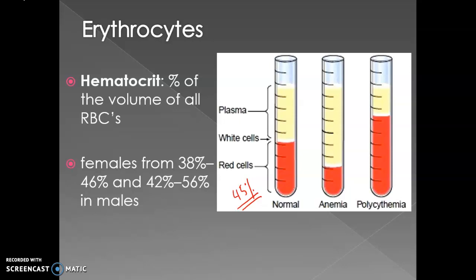Here in this picture, you see a normal hematocrit where it's about 45% RBC in the total blood sample. If you are anemic, you will definitely have less RBC, less percent of red blood cell in the blood sample. And there is another condition called polycythemia where you have more red blood cells. The percent of red blood cells is higher in the blood sample.